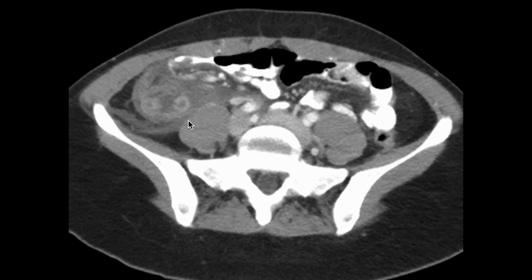However, I must say that if you see this much periappendiceal fat stranding as well as this much fluid, you have to question, has there been a perforation? Is this a perforated appendicitis?